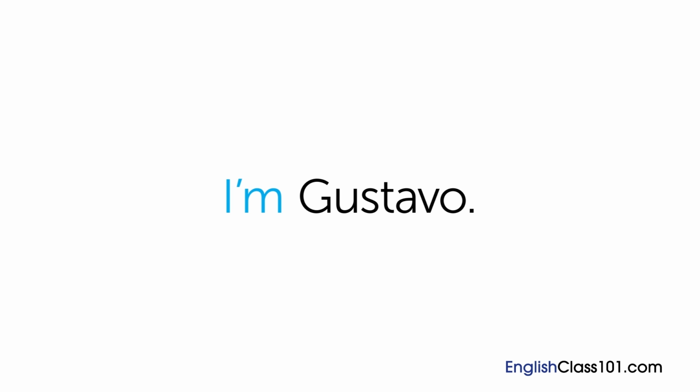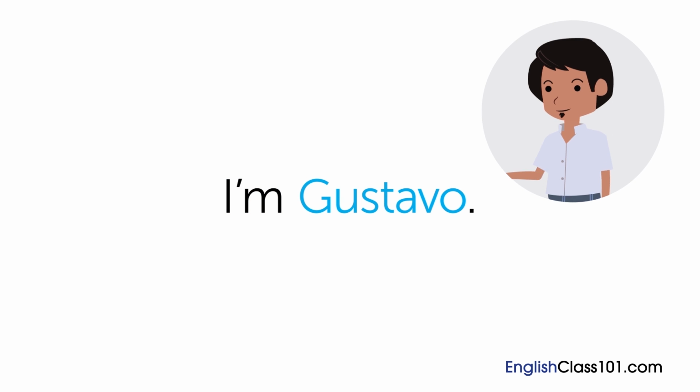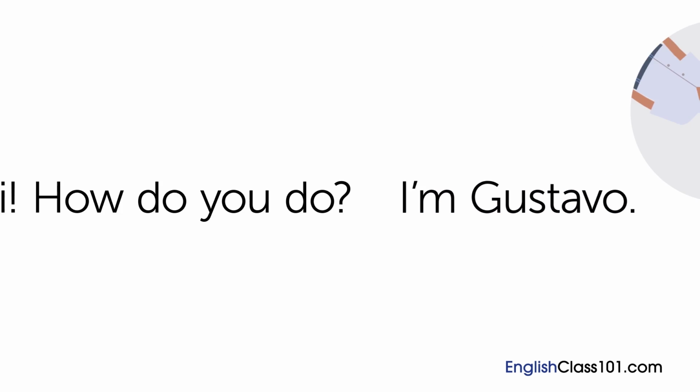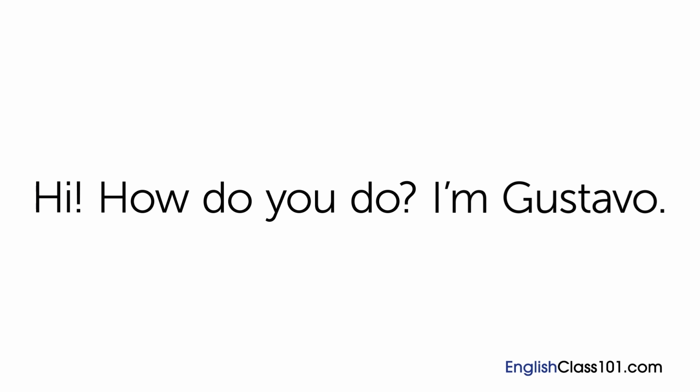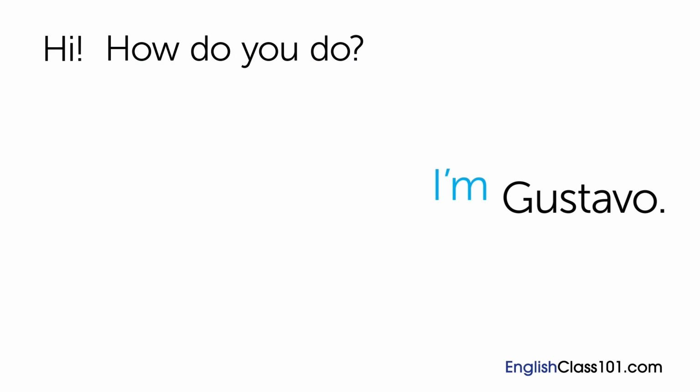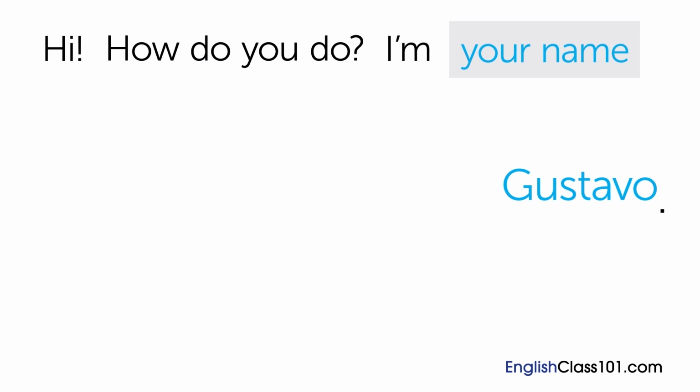Next, he says, I'm Gustavo. The first part of this sentence is a contraction of two words, I and am. The am here functions like an equal sign in math. I'm. The next word in the sentence is a name. Gustavo. Together it's, I'm Gustavo. The structure of the pattern is Hi, how do you do? I'm plus your name.